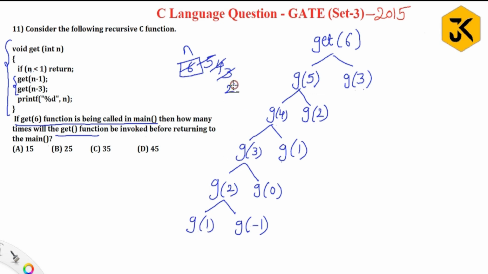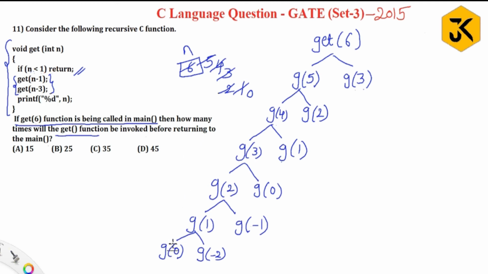Now get of 1 is called by passing the value 1. Is 1 less than 1? The condition fails, so it executes these two statements: get of n minus 1, that is get of 0, and get of n minus 3, that is get of minus 2. Now it is passing the value 0. Is 0 less than 1? Yes, so my process will stop here, and this process continues recursively.